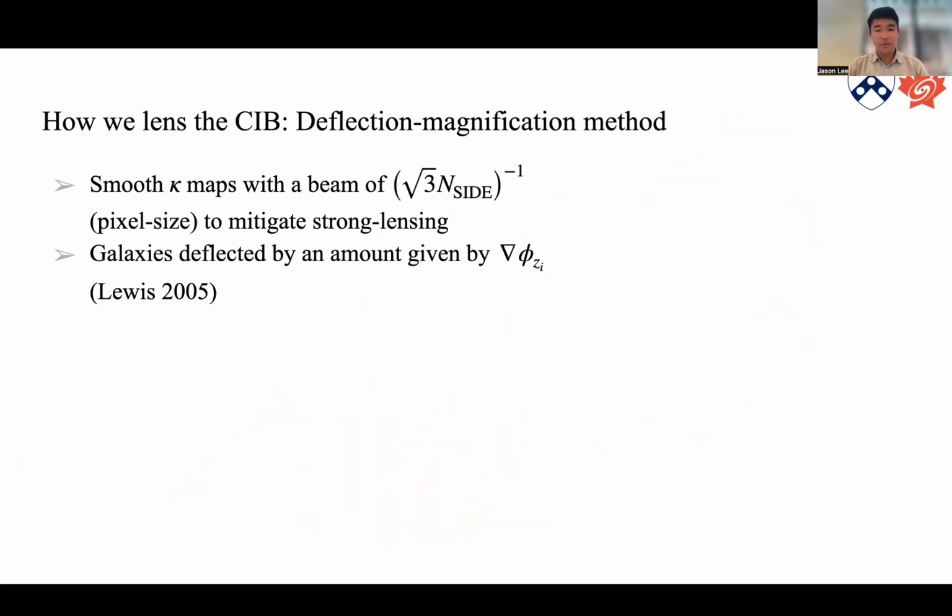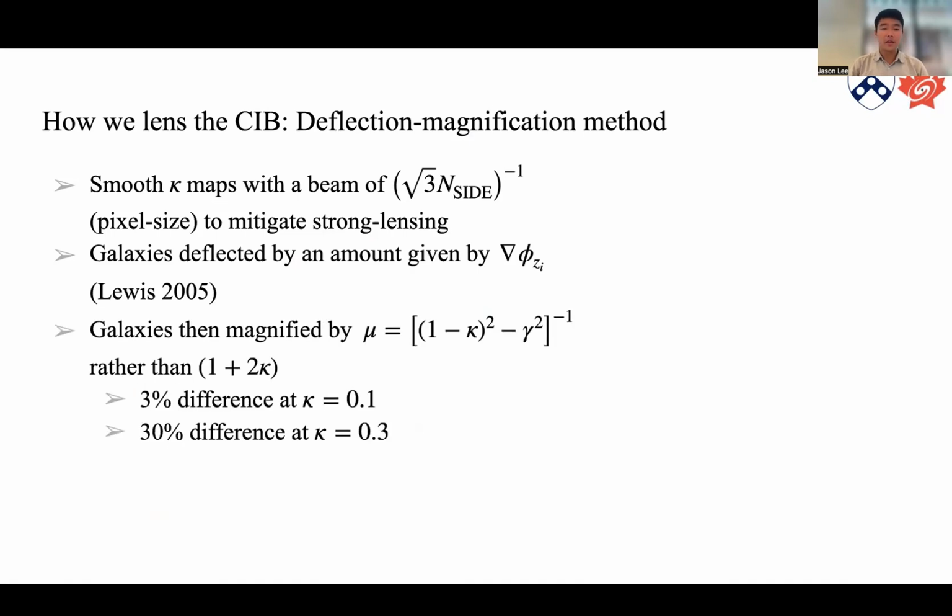But before we do the deflection and magnification, we first smooth our kappa maps with a pixel-sized beam in order to mitigate strong lensing. This is because we have quite a few kappa values that are larger than 0.1 or so. Then we deflect the galaxies by an amount given in standard equations. Then we magnify the galaxies by mu equals 1 over 1 minus kappa squared minus gamma squared, rather than the often used approximation factor 1 plus 2 kappa. This is because even after the smoothing, there are still a non-negligible number of pixels that are quite large.